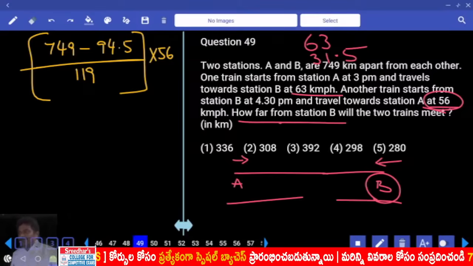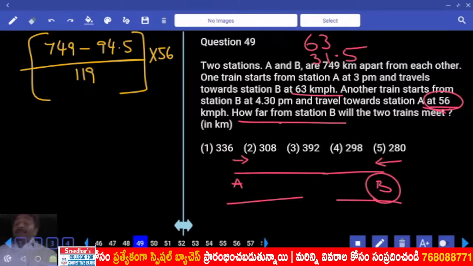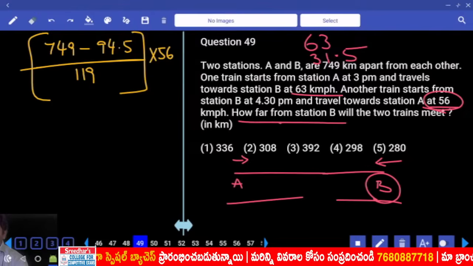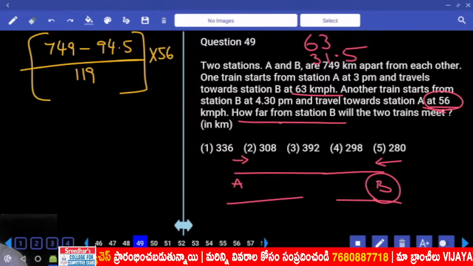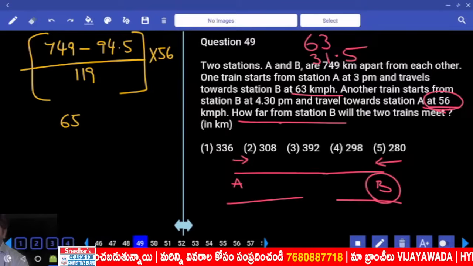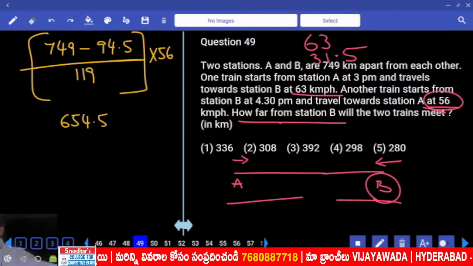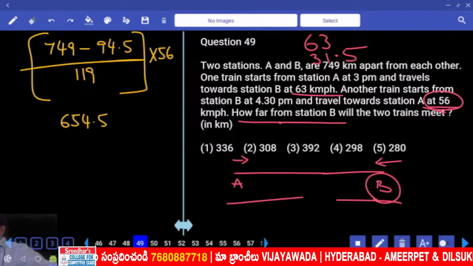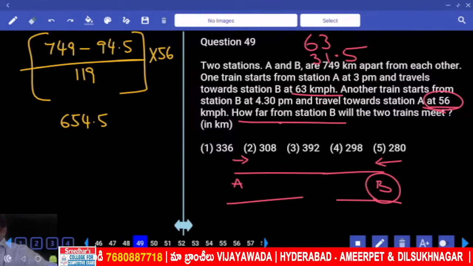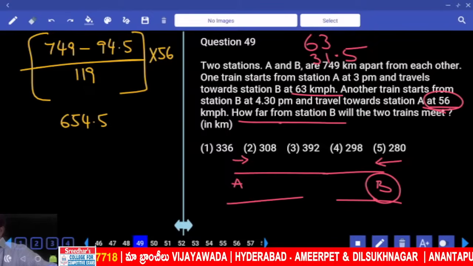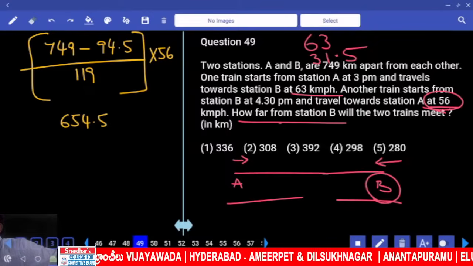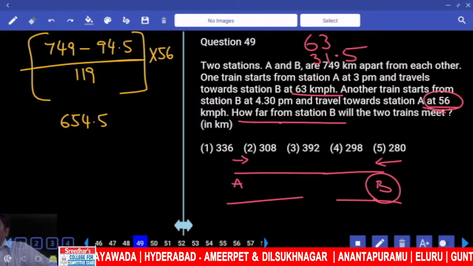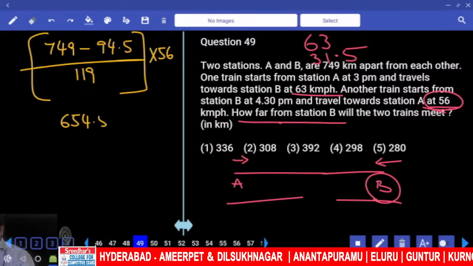Subtract 100, add 5.5, we get 654.5. Do you like this number? No, change it. How do we change? Double it. 650 doubled is 1300, 4.5 doubled is 9, divided by 2.